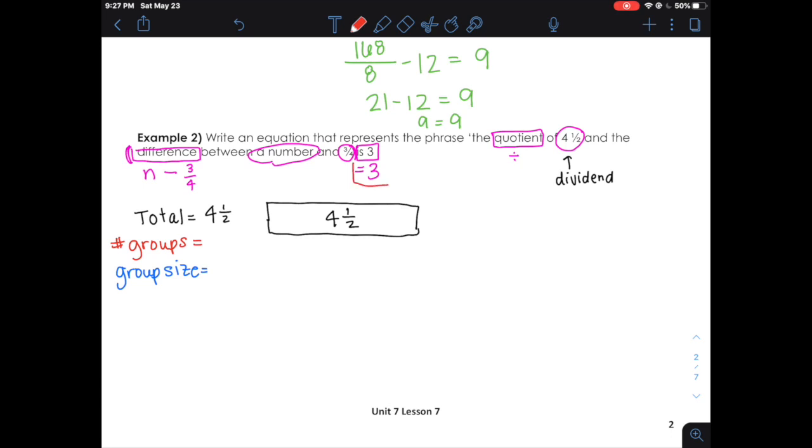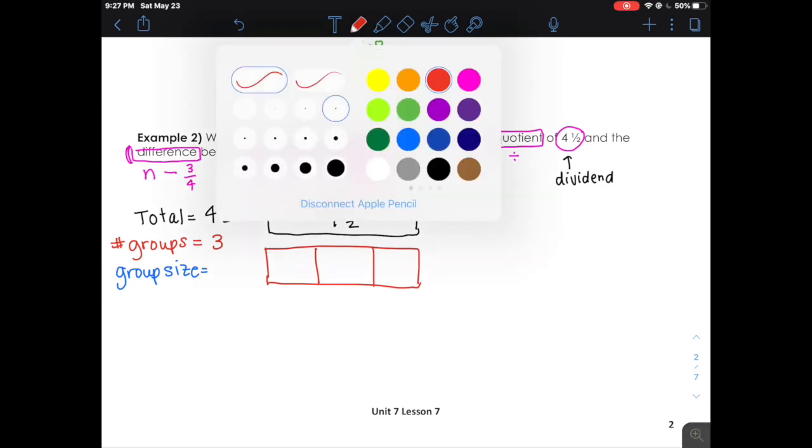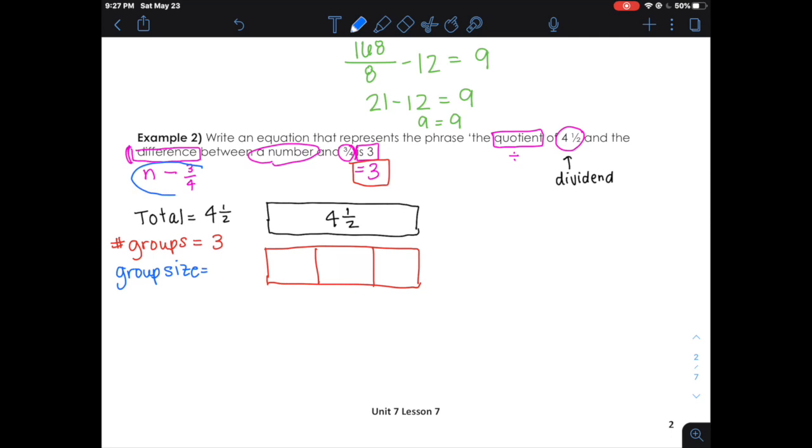So remember, in a division problem, our final answer, the quotient, can actually be either the number of groups or the group size. So it's going to be easier to draw 3 groups versus having to draw n minus 3/4 groups. So let's go ahead and do group number is 3. So I'll draw a bar model equal in length and cut into 3 pieces. And that means that the group size is going to be this n minus 3/4. So n minus 3/4 is going to go inside each box.